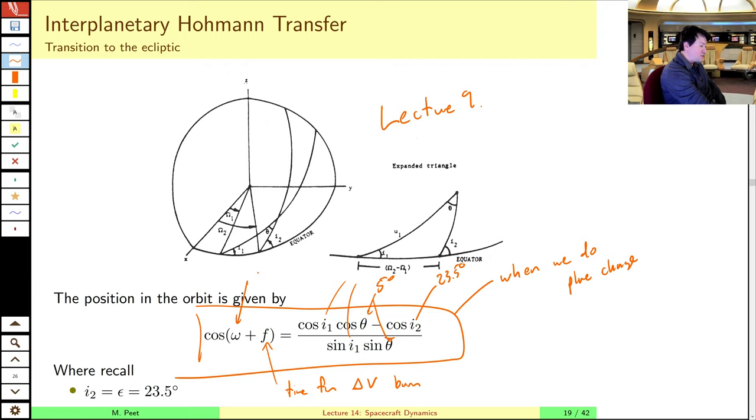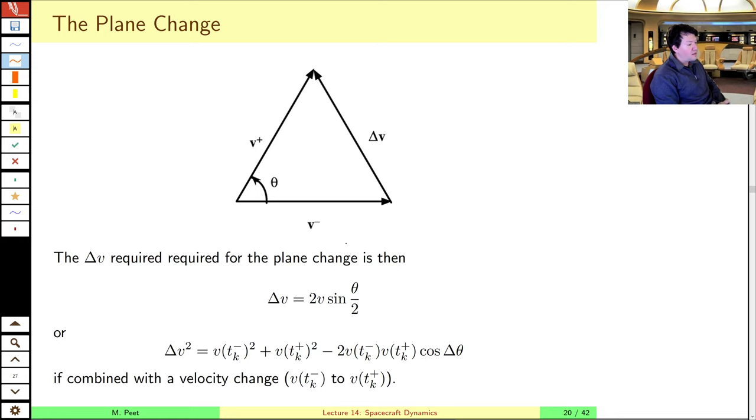And this, of course, is the argument of periapsis, which depends on your initial orbit. And the delta V required for a plane change maneuver, again from lecture 9, is just this one, 2V sine theta over 2. That's for a pure plane change.